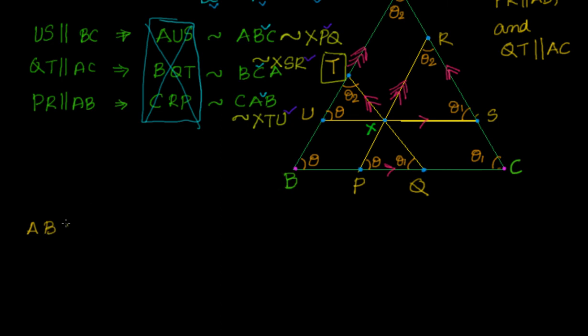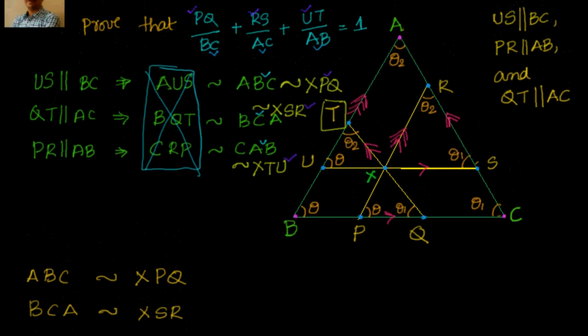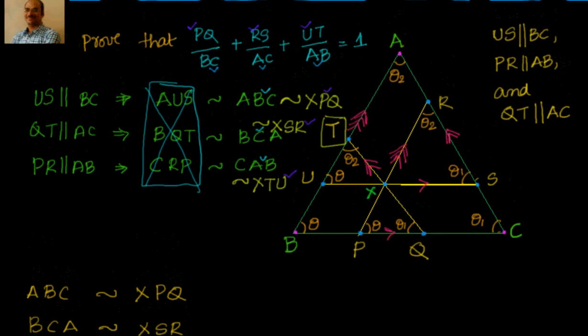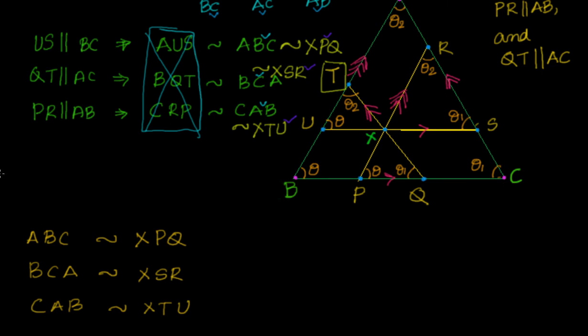We know that ABC is similar to XPQ. I'll write it down because we finalized that these are the similar triangles we will use to solve this. Next one is BCA is similar to XSR. The next one is CAB is similar to XTU. Now I see that in the answer I need PQ, RS, UT, which I have in this triangle, and I want AB, BC, CA. That is also available now with me on the left hand side.